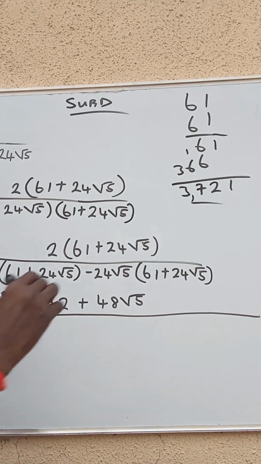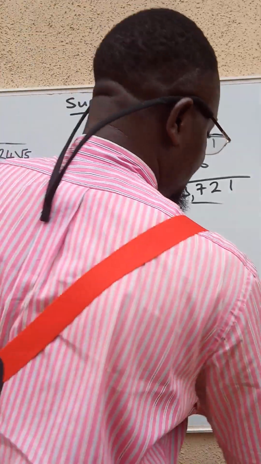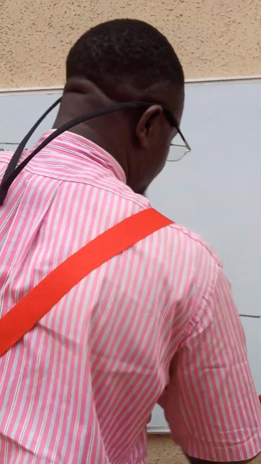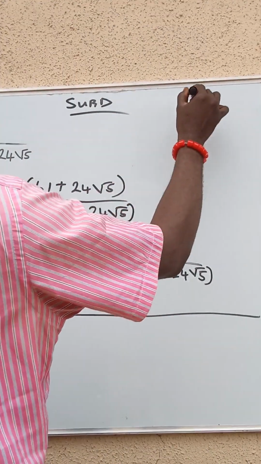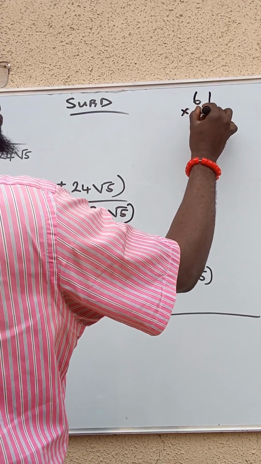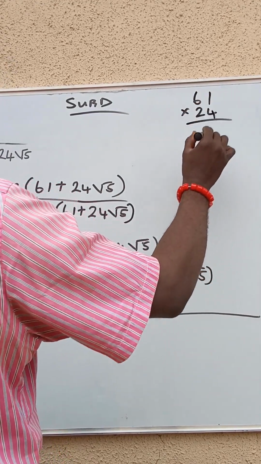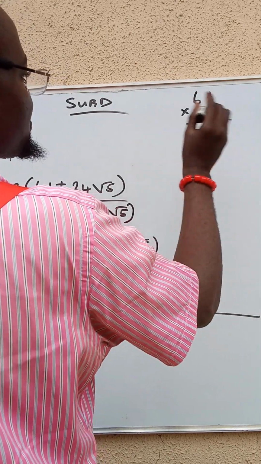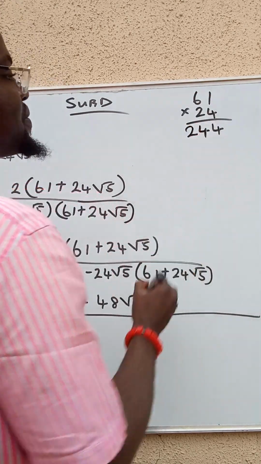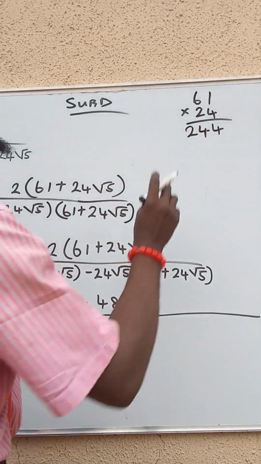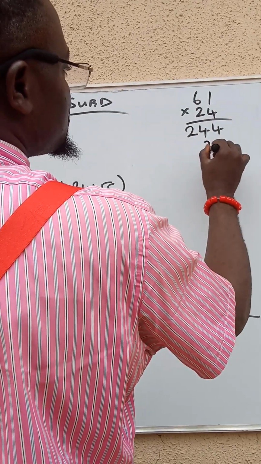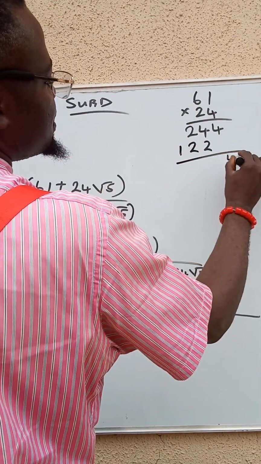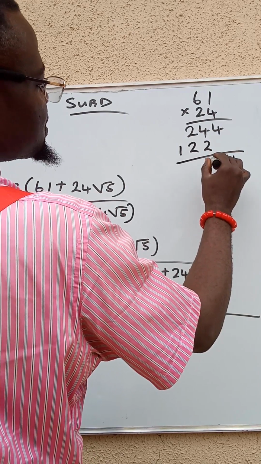Then 61 times 24, because we said that when numbers are multiplying with a sword, you finish with a number. So you bring it here. Look at it. Don't assume anything. And don't run to calculator. So we'll do it together. 61 times 24. 4 times 1 is 4. 4 times 6 is 24. 2 times 1 is 2. 2 times 6 is 12.